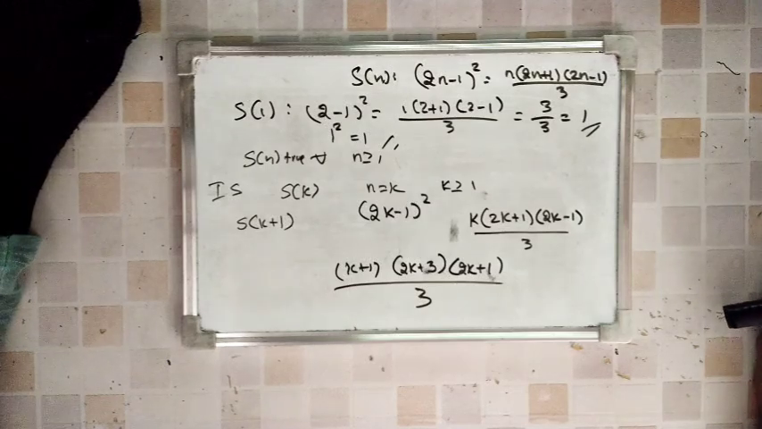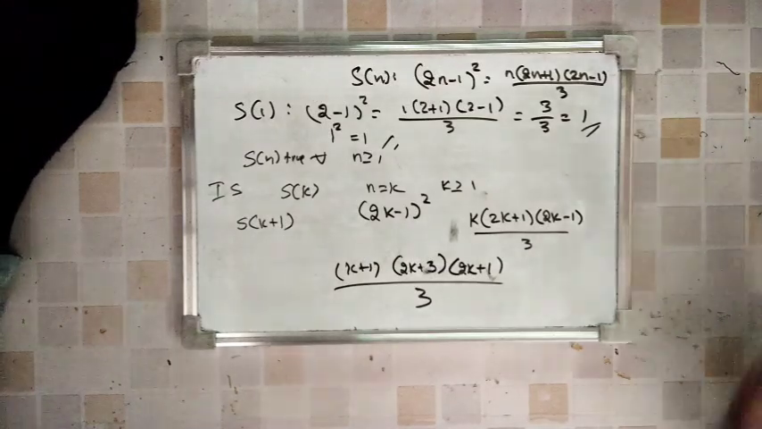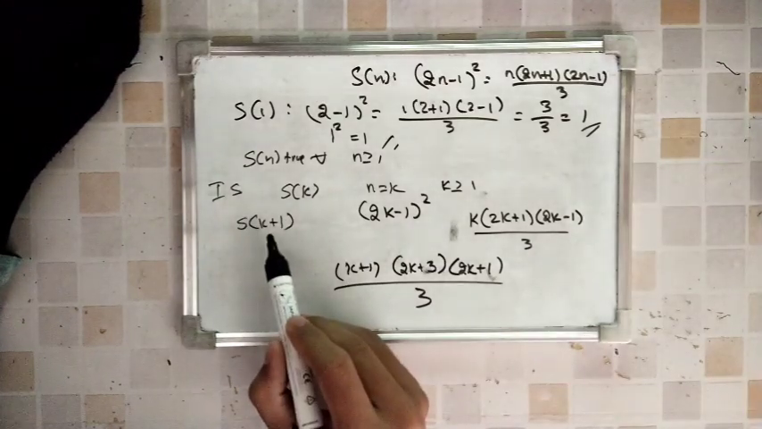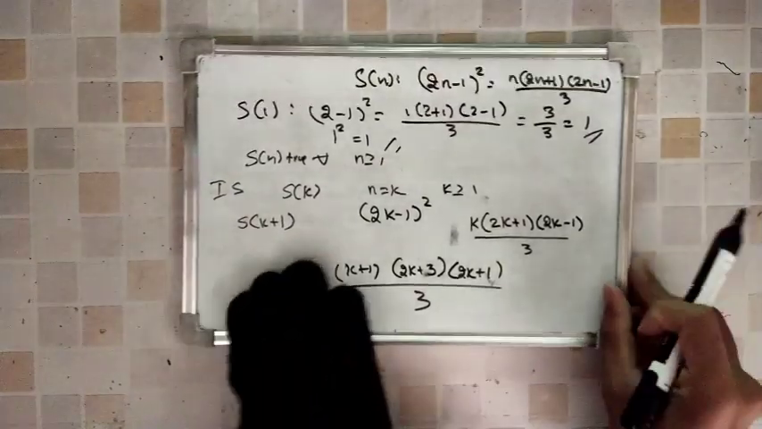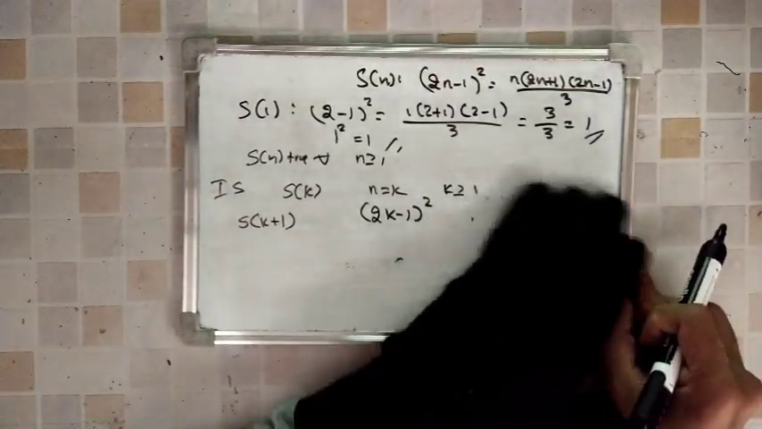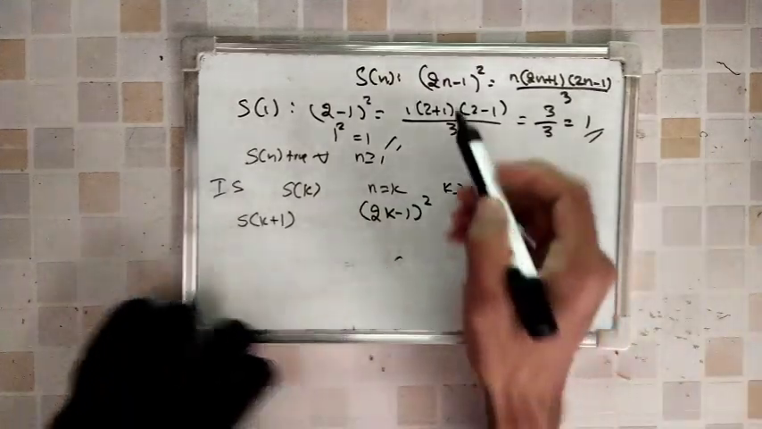I will simply add 2k plus 1 the whole square. Okay, S of k plus 1 is there, right? So now see here, you know that I have to get there. How to decide what you have to add? So here I have 2k minus 1 whole square.